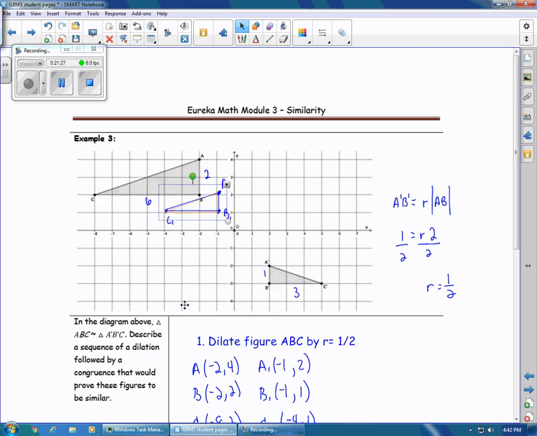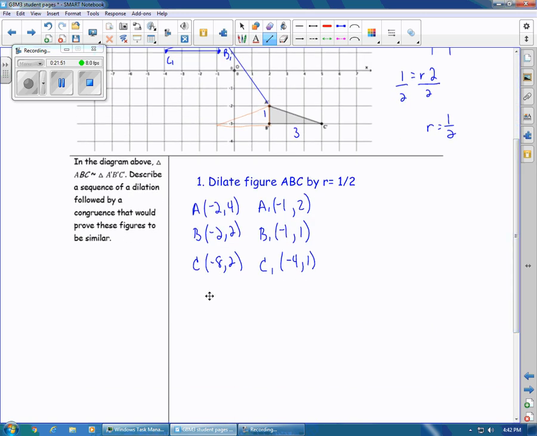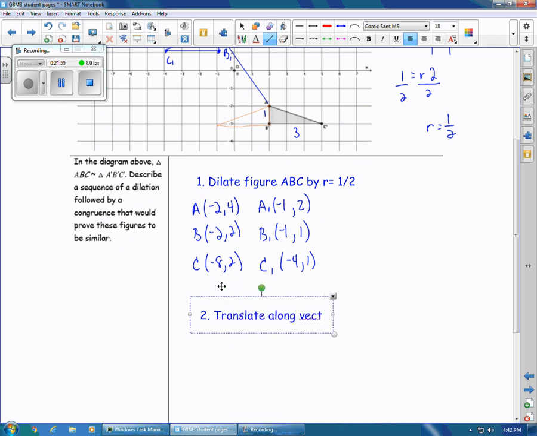Okay, so now if I drag this, I can tell right now, I'm going to draw a vector from A sub 1 to A prime. I'm going to move my figure along that vector. And once I'm down here, I can see I need to reflect over AB. So my second move, after I dilate, I'm going to translate along vector A, we'll just call it A for right now, to A prime.